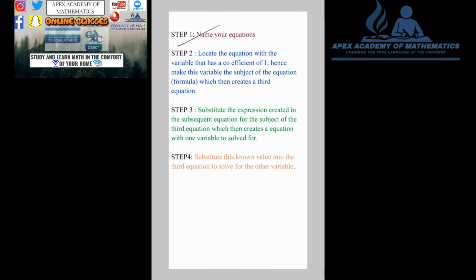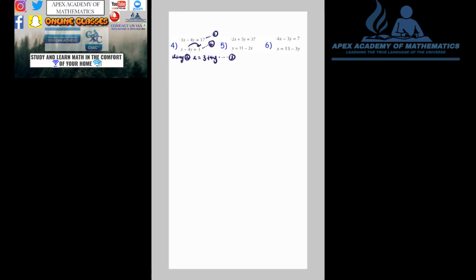Of course, we've completed step 1 very easily: name our equations. Step 2, we have located the equation with the variable that has the coefficient of 1. In this case, it's equation 2, and hence we're going to make this variable the subject of the equation, which we have already done. That's what creates the third equation. So we've done step 1 and step 2 already, and see, the question is just at the beginning stage.